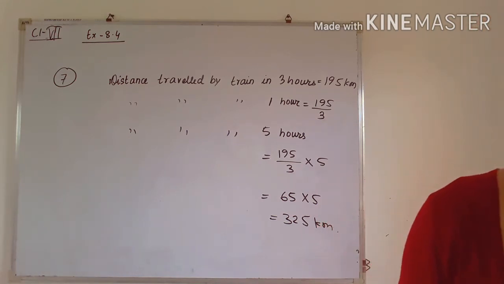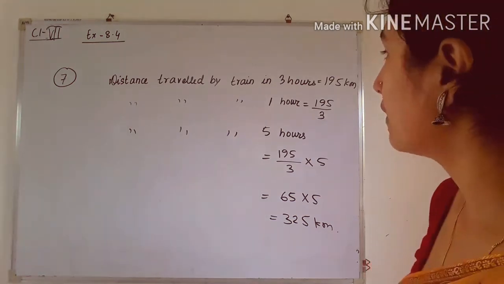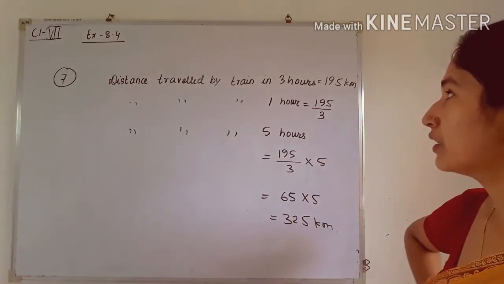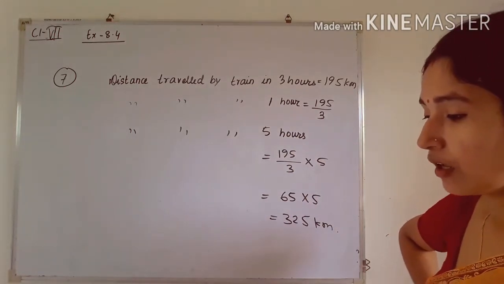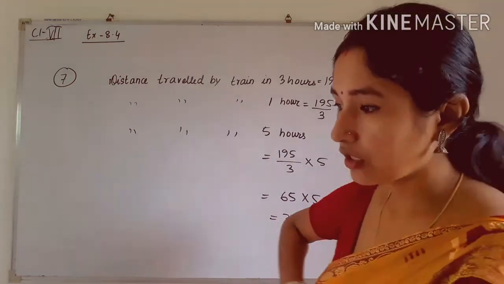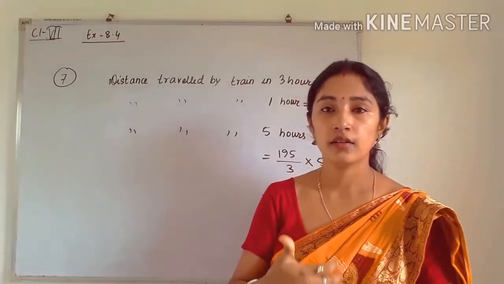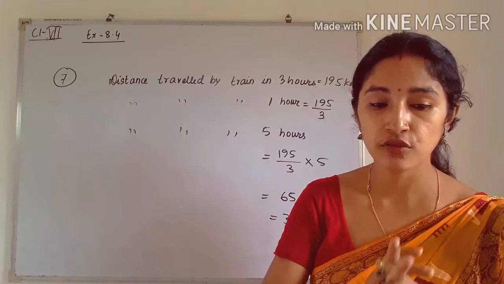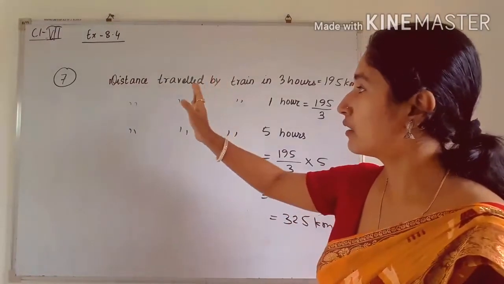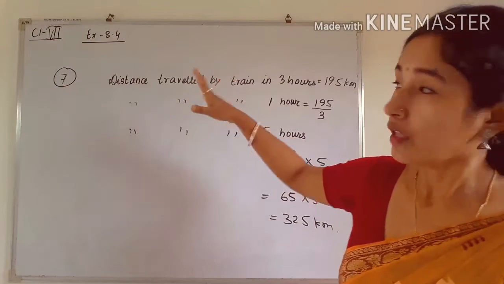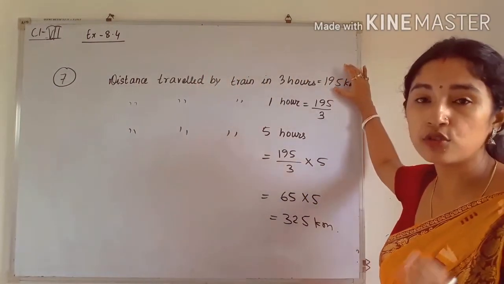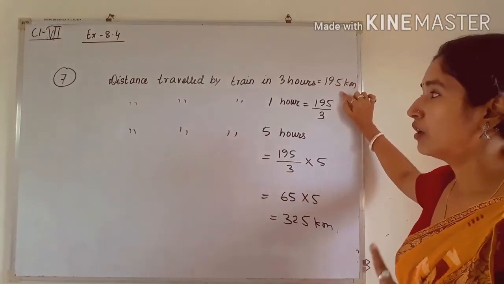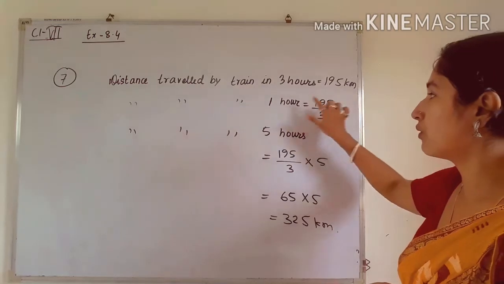Next, in 3 hours a train covers 195 km distance. So first of all we have to write the distance traveled by the train in 3 hours. One more thing you have to remember: first check the given condition and see what they are asking to find. Here in this particular question we have to find the distance, so we have to write the distance sentence first. So distance traveled by the train in 3 hours is this much. Therefore distance traveled by the train in 1 hour will be this one.